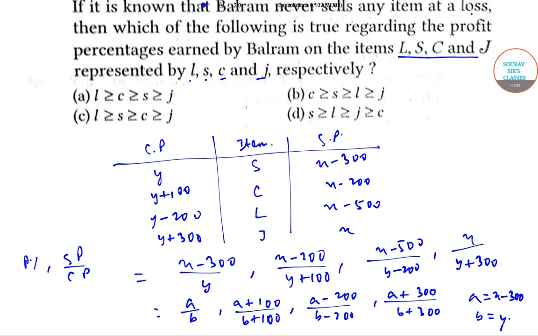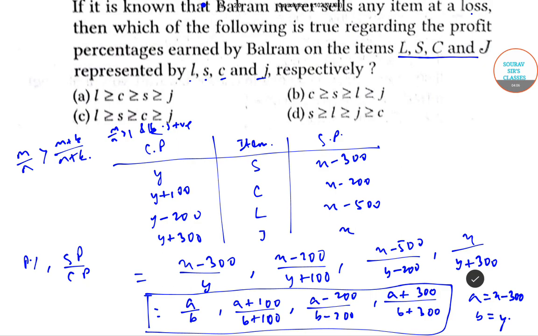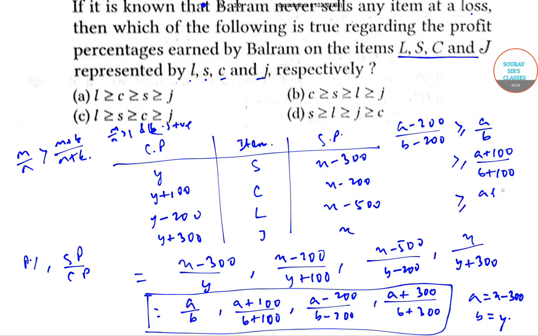Now no item sells at a loss, and given the identity that M by N greater than M plus K by N plus K, whenever M by N is greater than or equal to 1 and K is positive, the above ratios can be rearranged as A minus 200 by B minus 200 greater than or equal to A by B greater than or equal to A plus 100 by B plus 100 greater than or equal to A plus 300 by B plus 300. So option C is the correct answer.